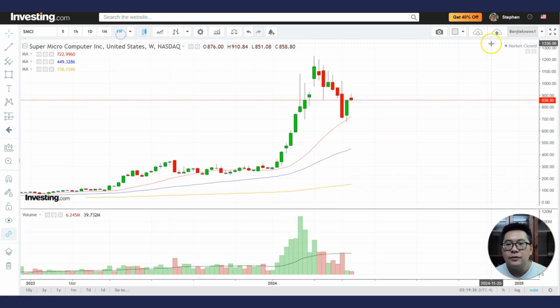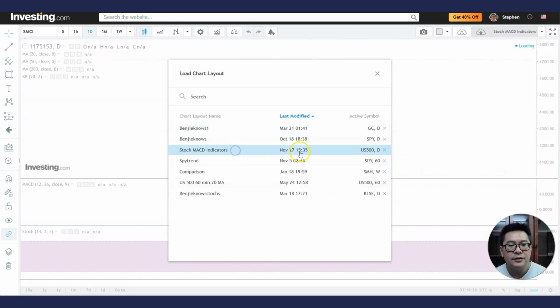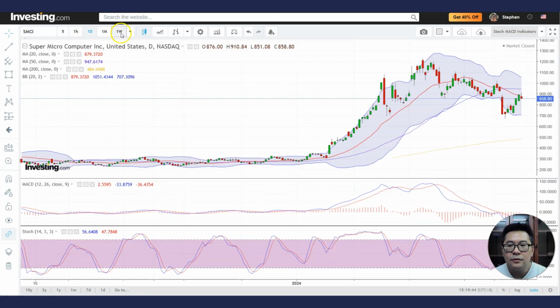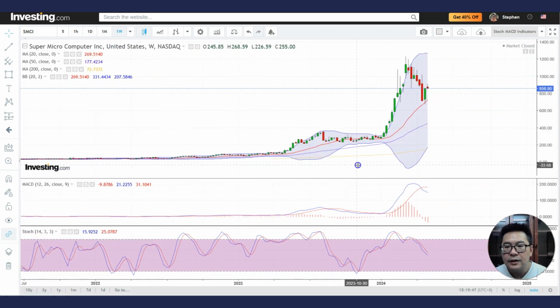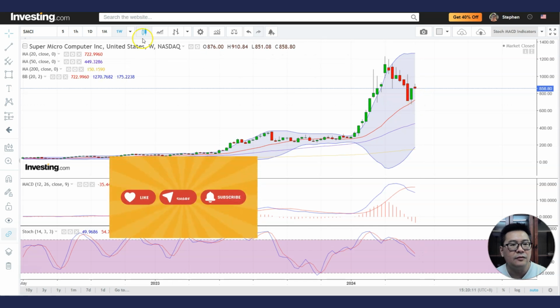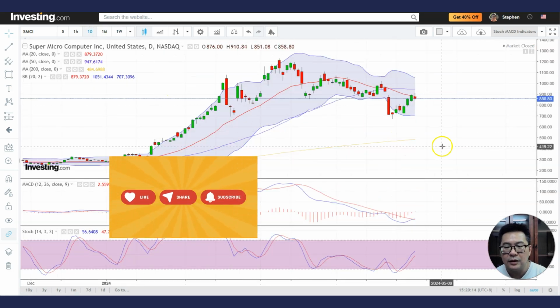Now let's go back to the weekly chart and have a look at the stock MACD indicators, which I find quite useful. Many times you can see that at this moment the MACD histogram has still not really bottomed yet, still in middle range of the stochastics. So we might need to see maybe just a few more weeks, maybe 1 or 2 weeks, to really see if it can bottom out or not. If not, we might see more potential sell-off in the future. So do take that into consideration.